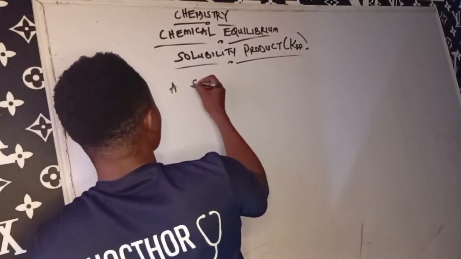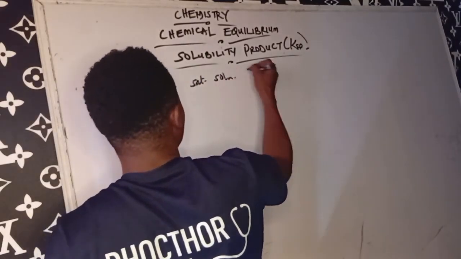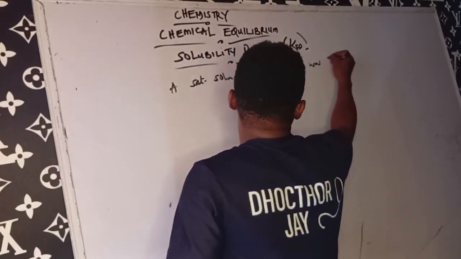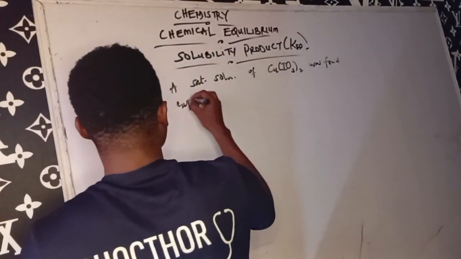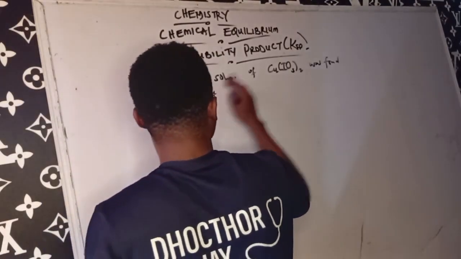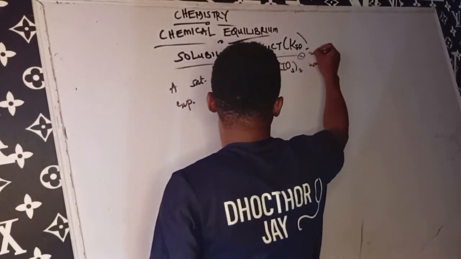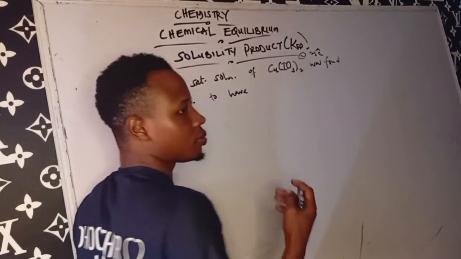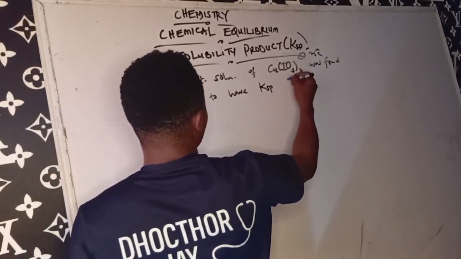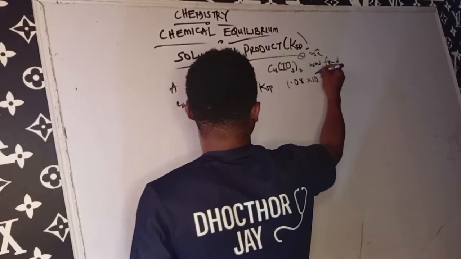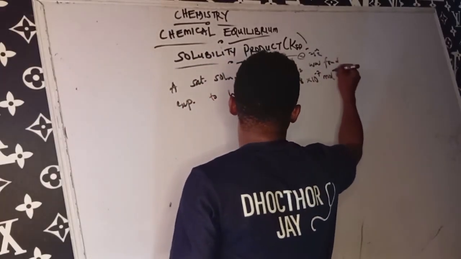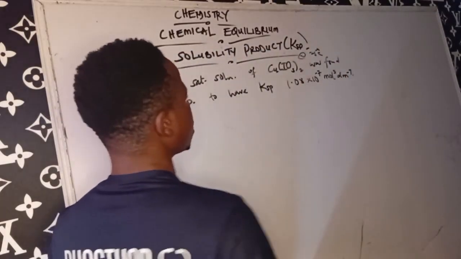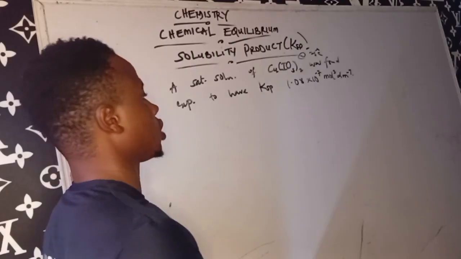So a saturated solution of CuIO32 at 25 degrees Celsius was found experimentally to have a solubility product of 1.08 times 10 raised to the minus 7 mole cube dm minus 9. Yeah, this is the value. 1.08 times 10 raised to the minus 7 mole cube dm minus 9.